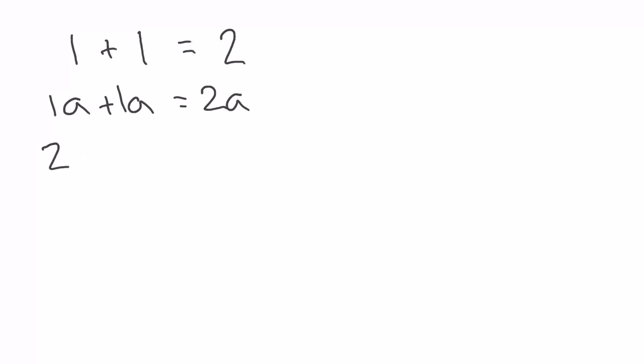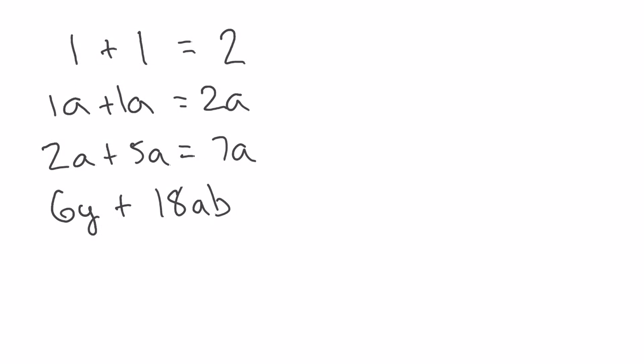Now let's just change the numbers a little bit. So we have 2a plus 5a, then you would get 7a. Now, one example that's also important to point out is that if you have something like 6y plus, let's say, 18ab, what's important to know here is that you can't do anything with these two terms. You cannot combine them because they are not like. This has the y variable right here, and these have not y. These are a and b. And so that's something that we want to consider.